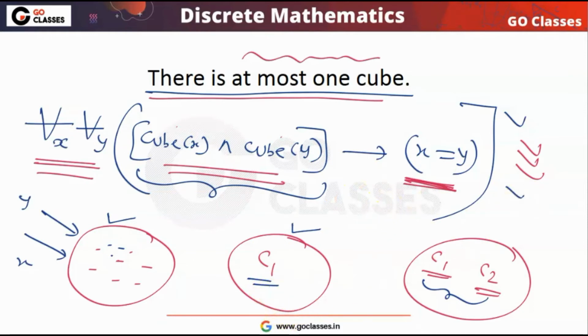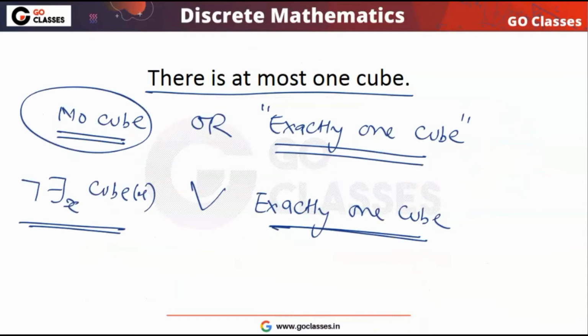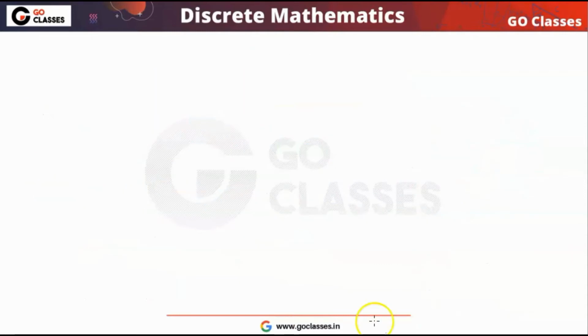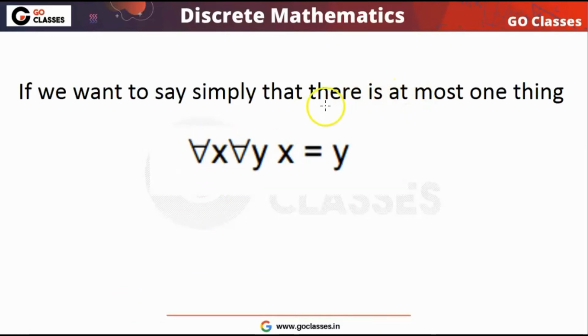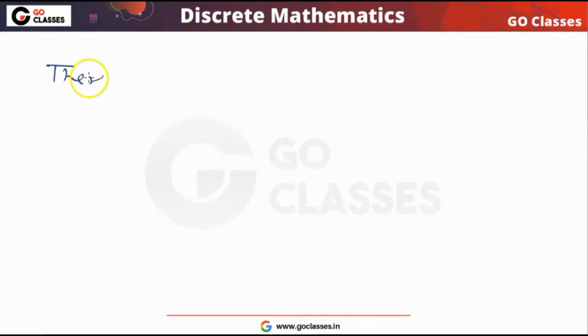Very simple. Now let's see another point. Basically, whenever you want to say that there is at most one thing, whenever you want to say this statement, there is at most one element in the domain.